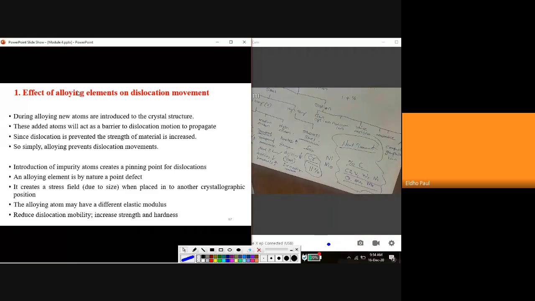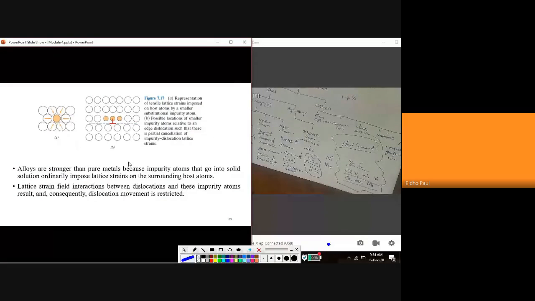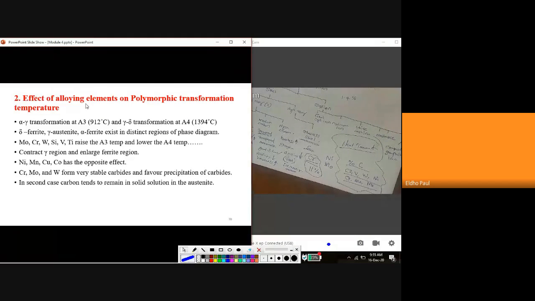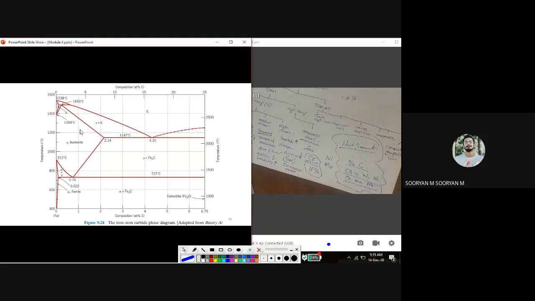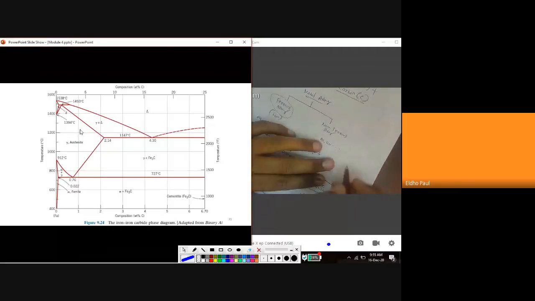The second one, we already discussed this in the solution strengthening mechanism. The second one is the effect of alloy elements on the polymorphic transformation temperature. What is the polymorphic transformation of iron? Anyone? What are the different polymorphic transformations of iron, and what are the temperatures corresponding to them? Polymorphic transformation of iron.